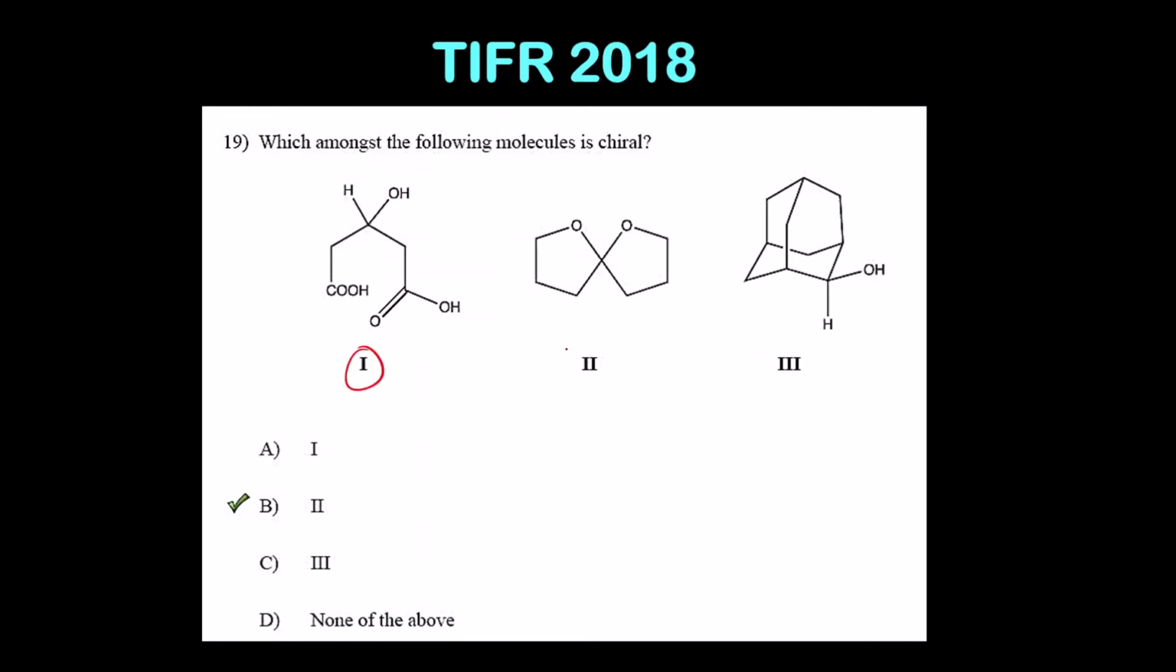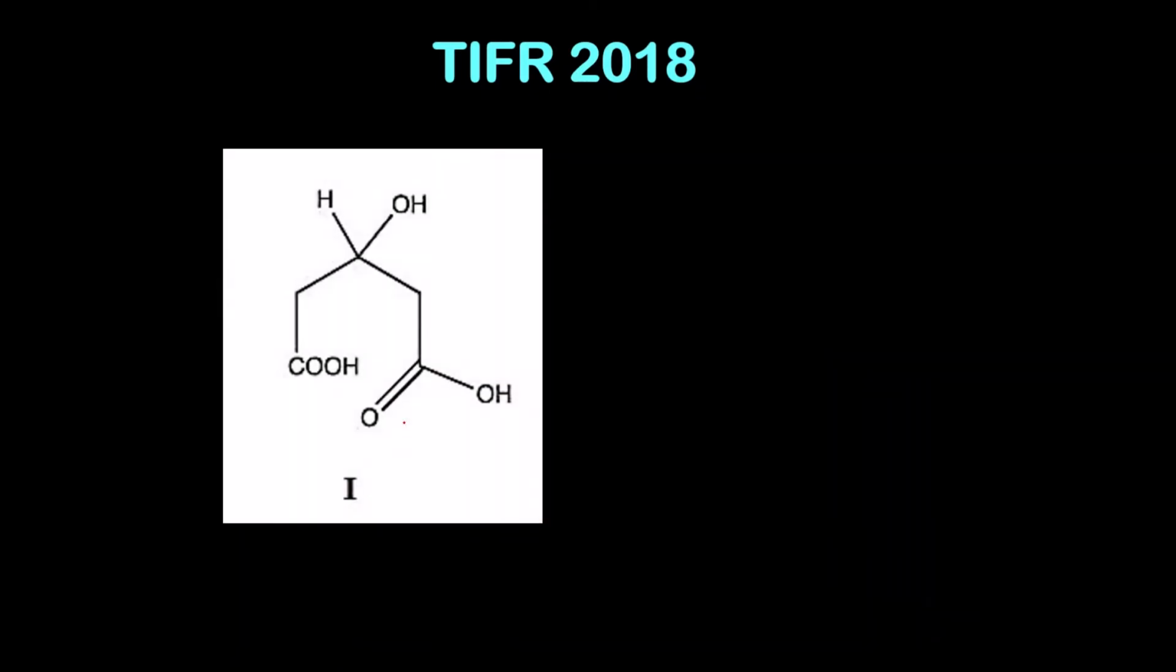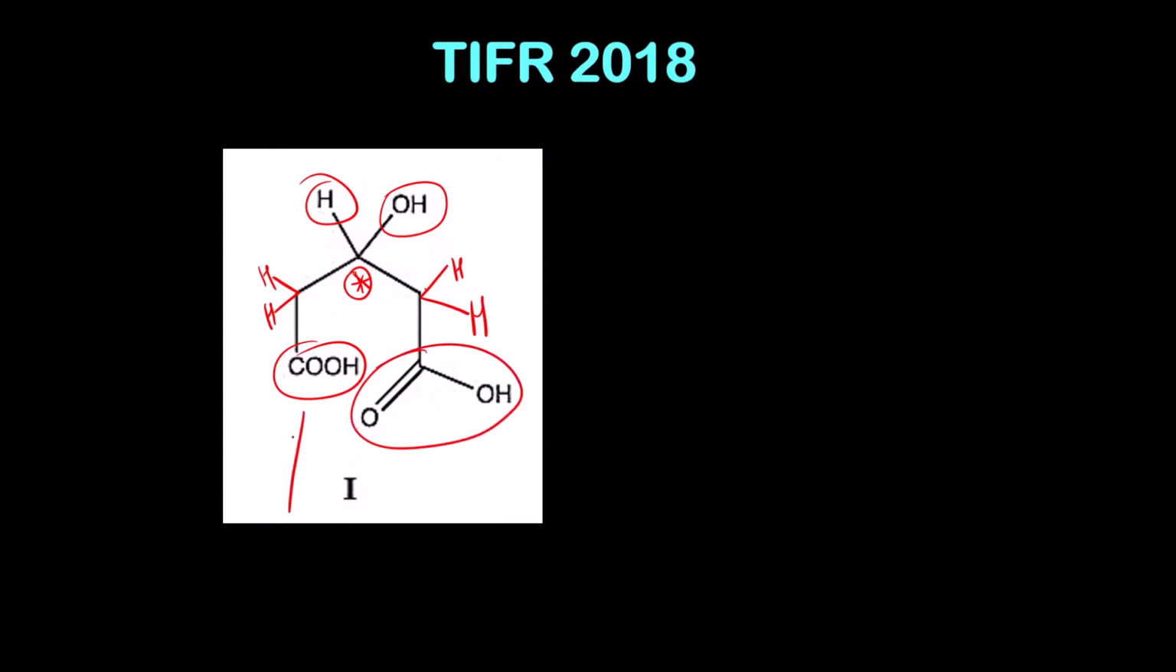So here you can see that there are three molecules which are given to us and we have to find out which of them is chiral. So let us see one by one all the molecules. So here, you might feel that this is a chiral carbon. So let us check. One OH group, one H. Here there is this CH2 and COOH. Here also there is CH2 and COOH. Just the thing is, here they have not expanded and written this like this.